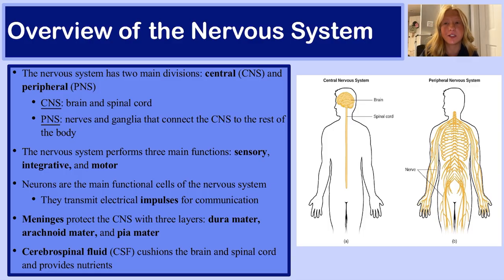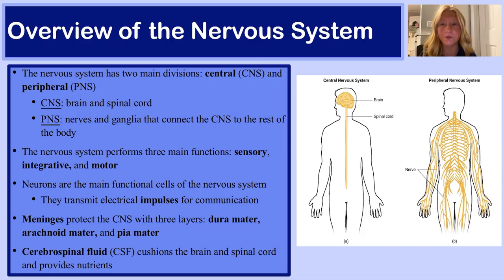So first I'm going to talk about the nervous system. This is divided into the CNS, which is the central nervous system, which includes the brain and the spinal cord, and then there is the PNS, the peripheral nervous system. This branches out to the rest of the body and basically uses nerves and ganglia to connect the central nervous system to the rest of the body.